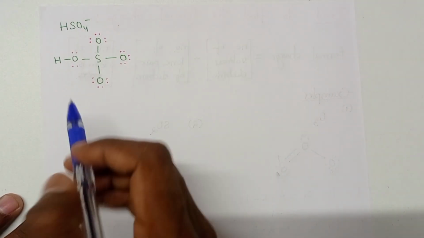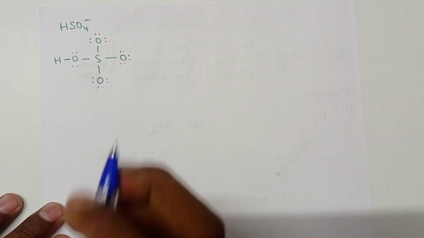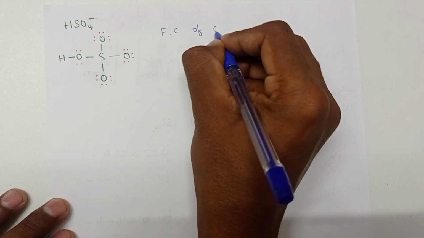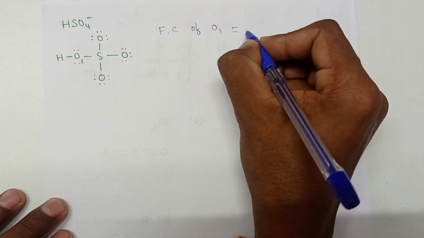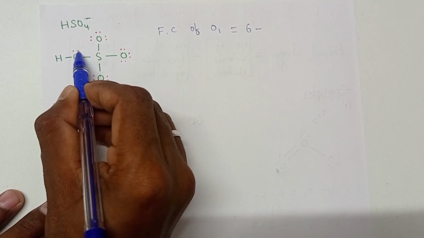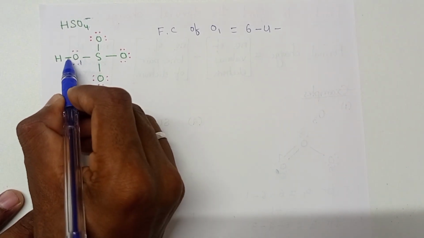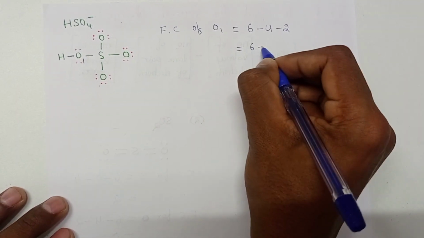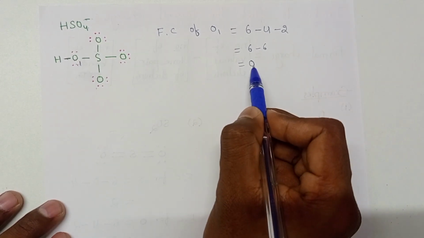Take another example, HSO4 minus. This is the Lewis structure of HSO4 minus. First I will calculate the formal charge of oxygen 1. I will take oxygen 1 as this oxygen. The number of valence electrons of oxygen is 6, minus number of lone pairs on this oxygen, how much? 1, 2, 3, 4, therefore 4. Next, the number of bonds of this oxygen is 1 and 2, therefore the formal charge of oxygen 1 is 6 minus 6, which is equal to 0. Therefore the formal charge of this oxygen is 0.